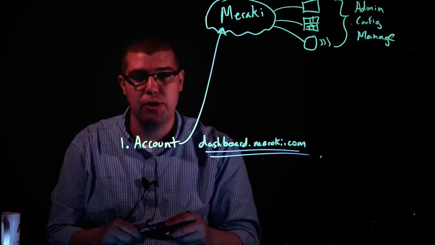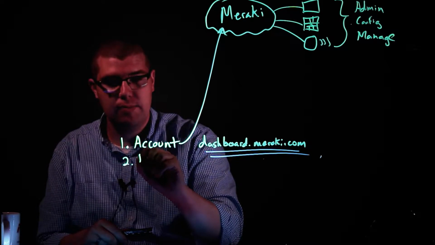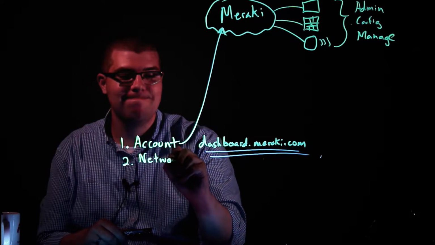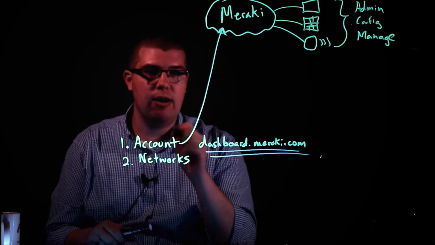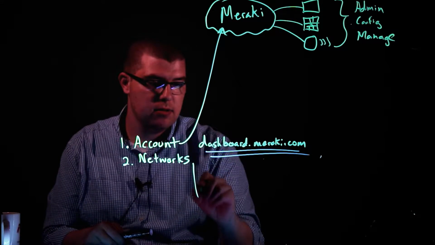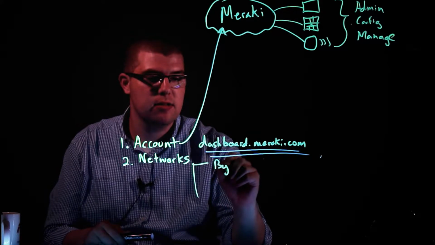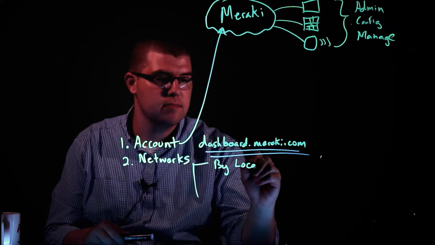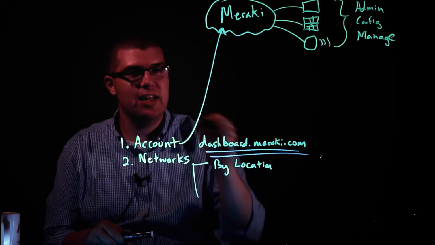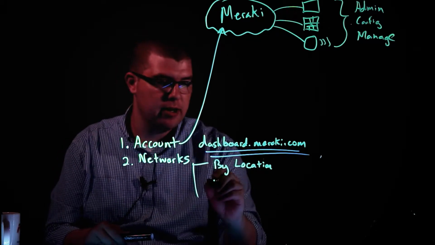So now I've got an account built. Second thing is I'm going to build out my networks. Now you can build these out however you want, but I have found one of the best ways to set up these networks is basically by physical location. And that just works kind of intuitively with the Meraki dashboard.